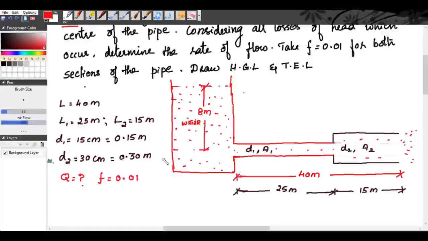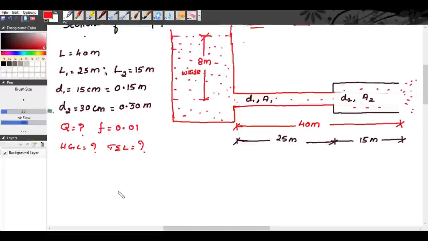Now, we need to find the hydraulic gradient line and total energy line. So three things we have to determine: the rate of flow, and we have to draw the hydraulic gradient line and the total energy line. So three things are asked in the question. How will we solve this problem? Now, the height of the water, H, is given as 8 meter, right? H is equal to 8 meter. Okay, the given data are over.